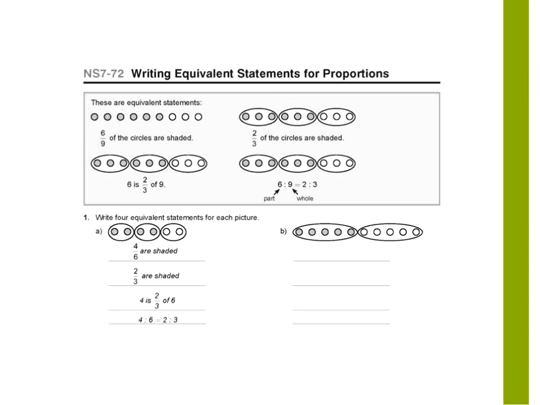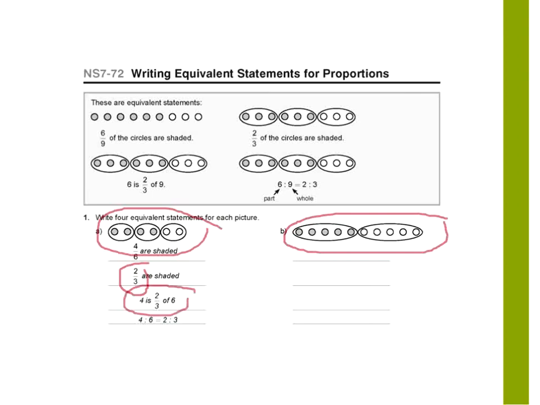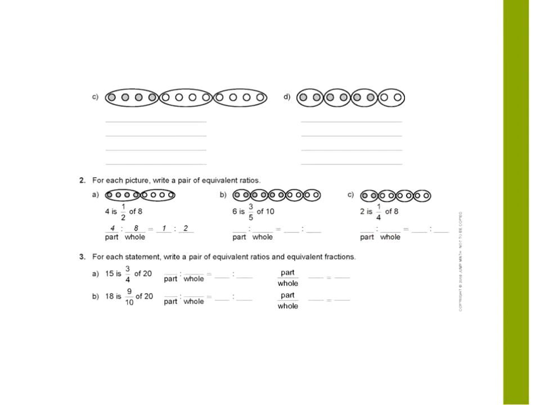First, we show kids how to write a number of statements about that diagram. So if you look in the first question here, you can see 4/6 are shaded or 2/3 are shaded, and then you see a statement, 4 is 2/3 of 6. So kids get to practice that. Like here, 4 out of 8 are shaded, but I could also say 1/2 are shaded. And then I could write a statement like this. So I hope that's clear, and I'm going to move on to the next page.